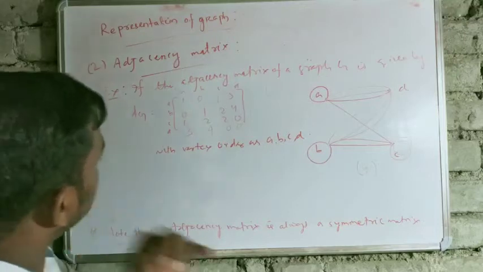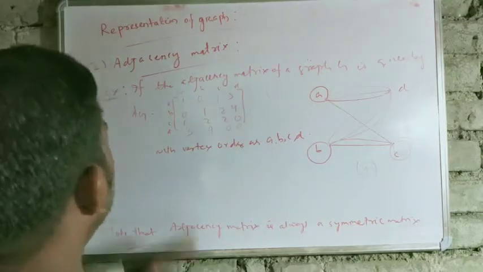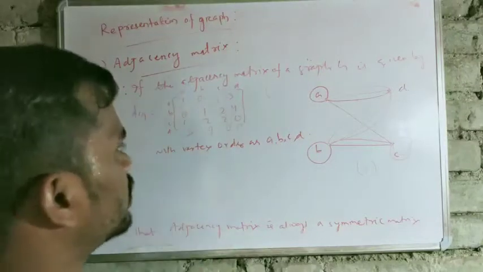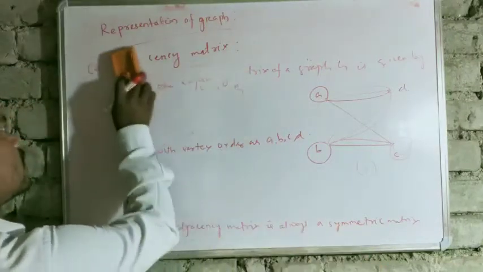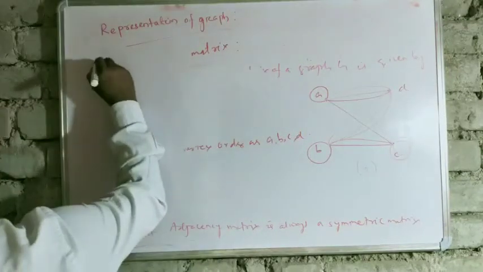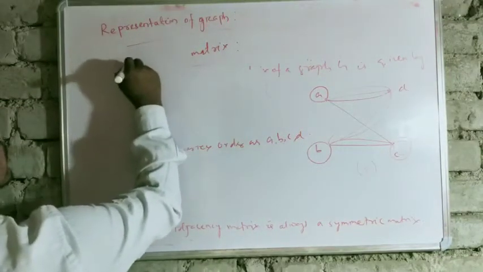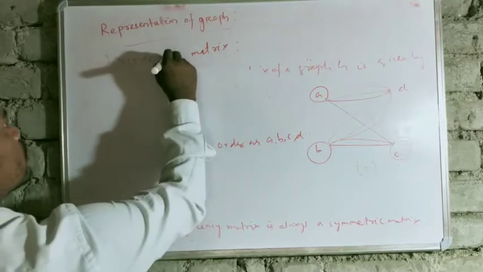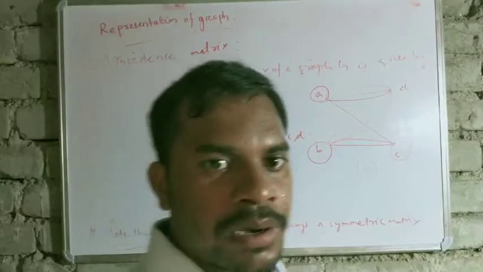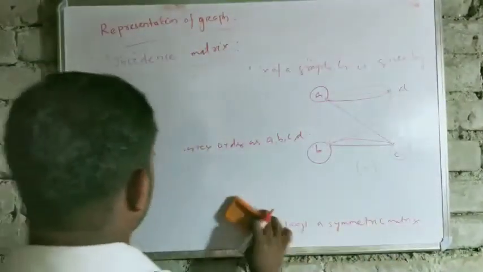So now come to the third form. What is the third form of representing a graph? That is your incidence matrix. Okay, so this is also another matrix. This is your incidence matrix. So if a graph is given, how will we find its incidence matrix?